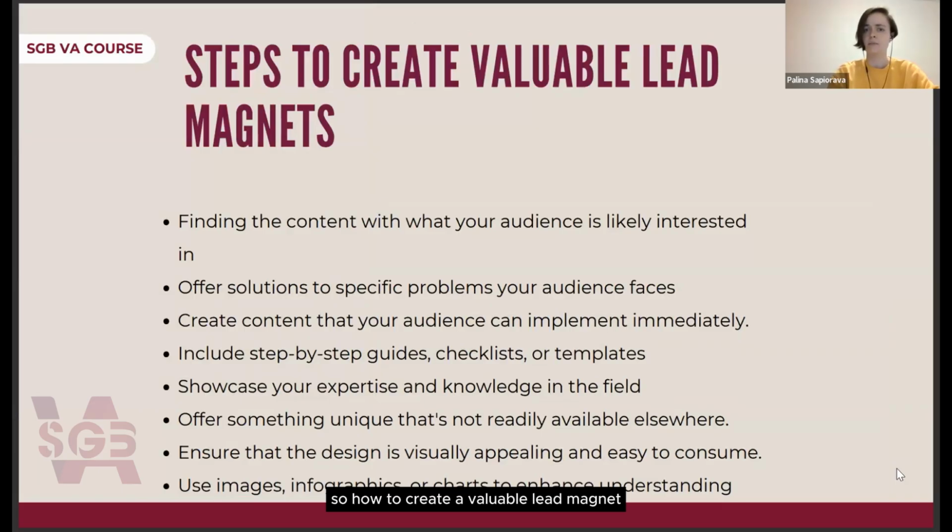So how to create a valuable lead magnet? So first of all, you should find the content that will be interesting to your audience.